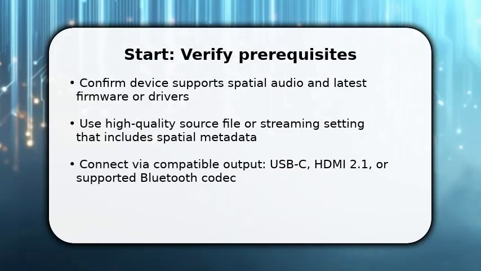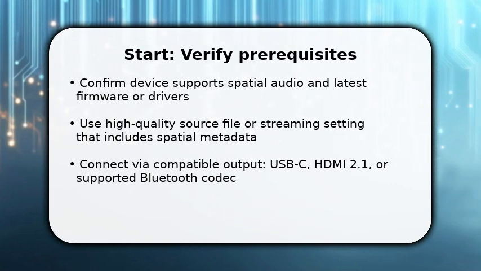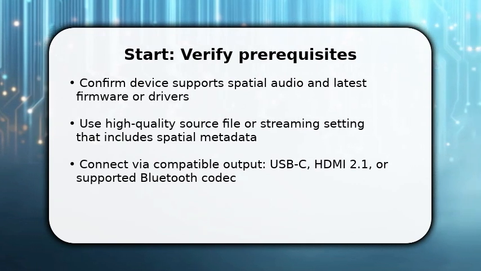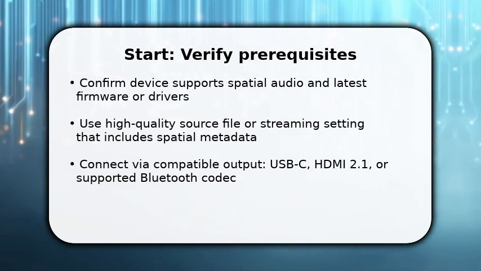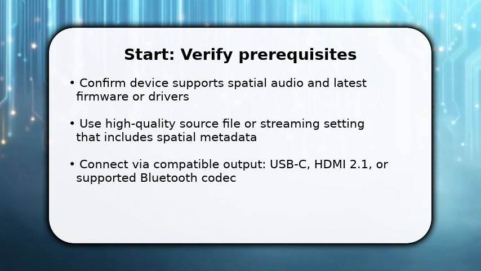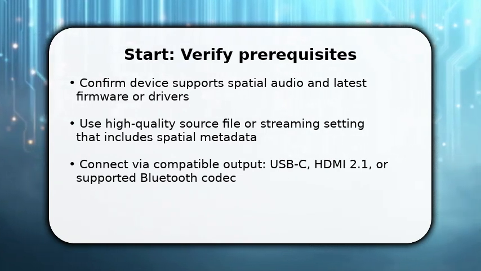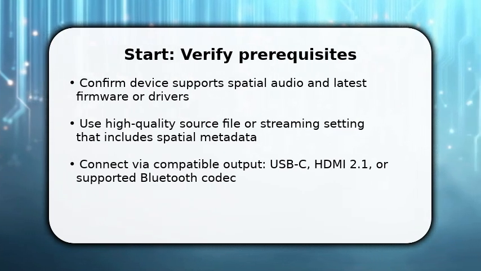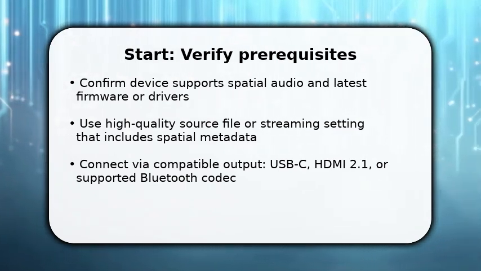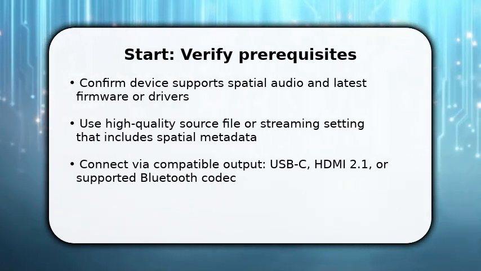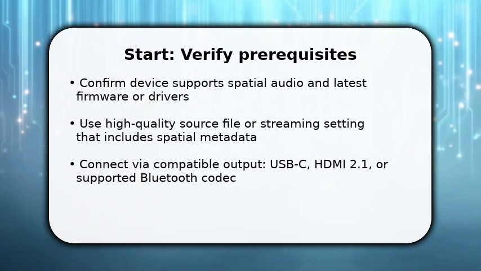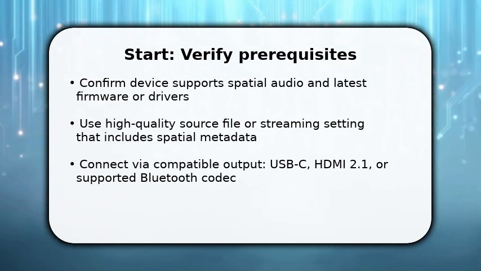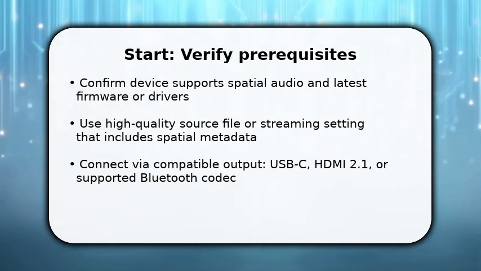You'll start by confirming the essentials. Your device must support spatial audio and have current firmware or drivers. Once done, make sure the playback source actually carries spatial metadata, otherwise the feature won't engage. Next, verify your connection method. Use USB-C, HDMI 2.1, or a supported Bluetooth codec for best results. Doing this first avoids chasing settings that can't work. You're eliminating compatibility issues, so the troubleshooting steps that follow are meaningful and effective.